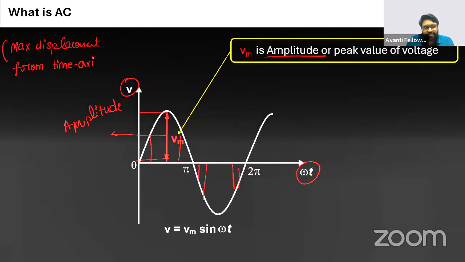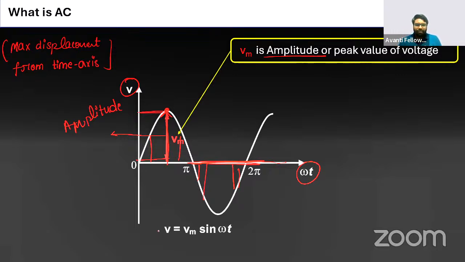Time axis. देखो टाइम एक्सिस ये वाली एक्सिस है, this is the time axis omega t. ओमेगा टी से मैक्सिमम डिस्प्लेसमेंट में कौन सा पॉइंट है? ये पॉइंट है. This is the point of maximum displacement here. So this particular length, which is Vm only, is termed as the amplitude of that function. Okay? And amplitude is the maximum displacement.